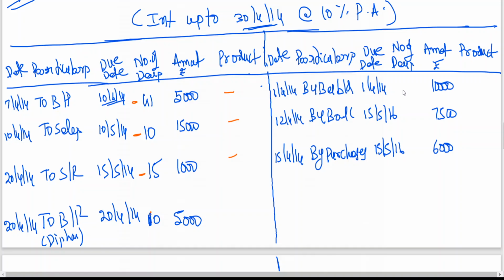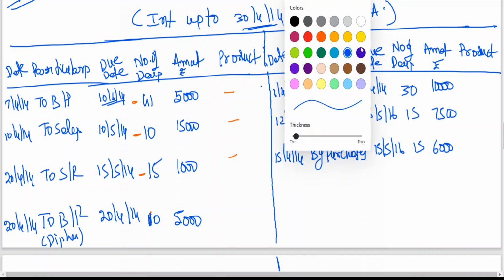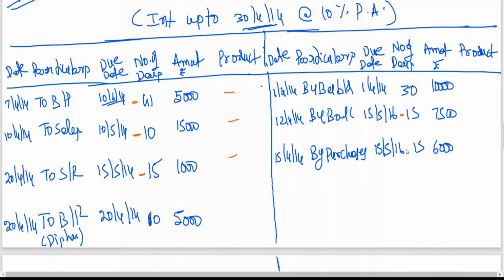1 4 14. 1 4 14 means how many days? 30 days positive. Okay. Then 15th May, how many days? 15 days after expiry, it is negative. Here also it is negative, and negative we used to indicate with red color, red ink. Now simple. Only positive you should write product here. So 10 into 5,000, 50,000. For quick identification, I'm using red ink here, red pen. Right. Then here, if positive we are having 30, 30 into 10,000, we are having 3 lakhs.